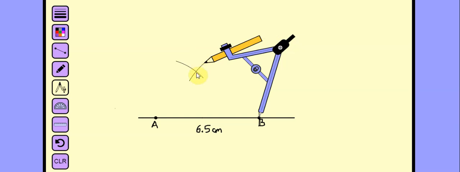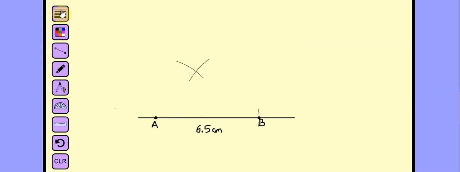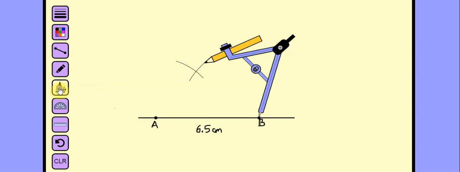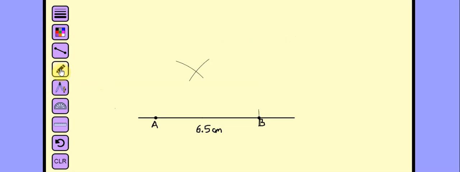Now, at this point of intersection, it is 4 centimeters away from A, as you can remember, and now it is 5 centimeters away from B. So this point will serve as our point C of our triangle. So let us label it as such.